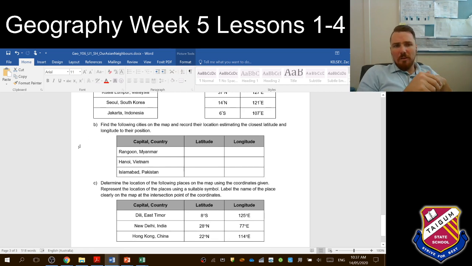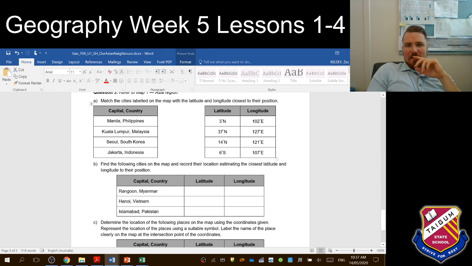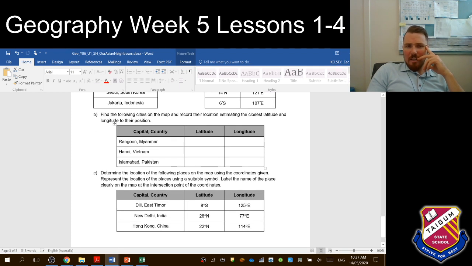B says, find the following cities on the map and record their location, estimating the closest latitude and longitude to their position. So same activity, except you're not given the latitude and longitude this time. Find the city first and then put an estimate of their latitude and an estimate of their longitude. Remember, latitude, like a ladder, is like rungs on the ladder, so that goes up this way for latitude, and our longitude are long, tall lines going this way.